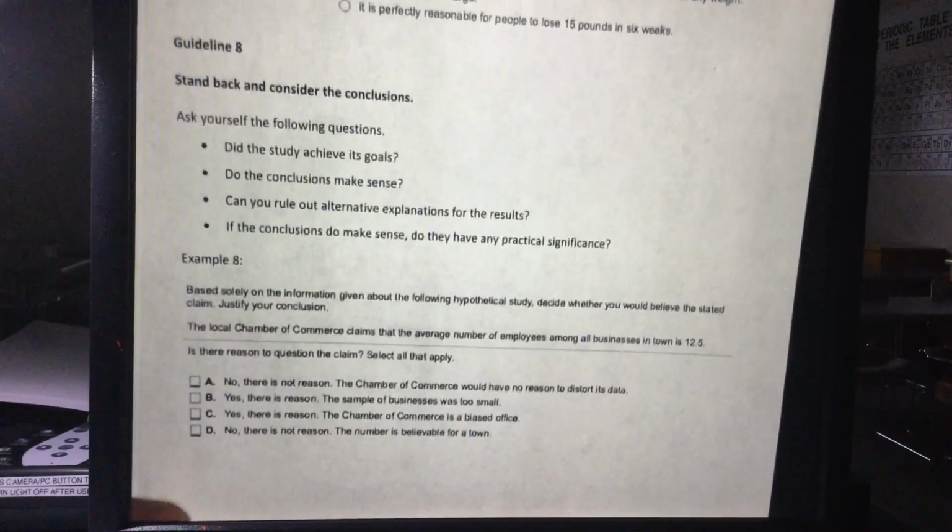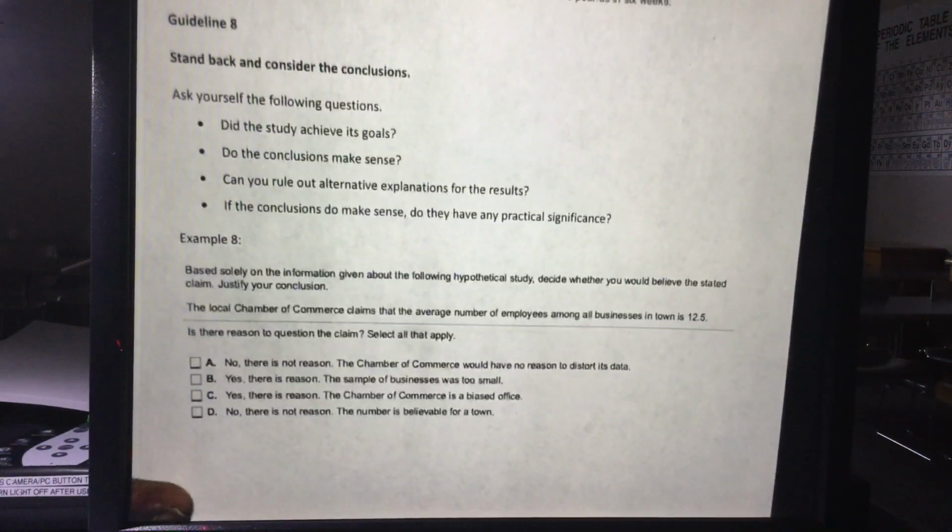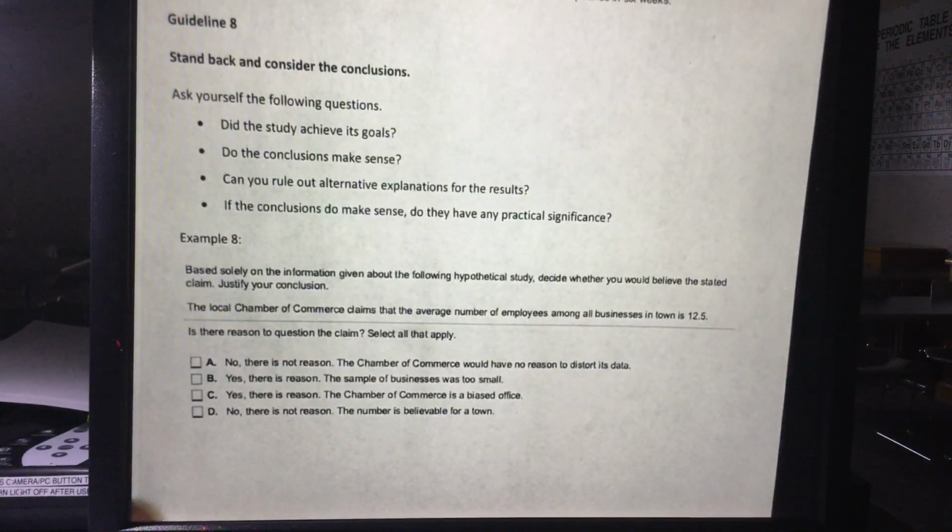Finally, guideline number 8 is to stand back and consider the conclusions. You want to ask yourself the following questions. Did the study achieve its goals? Do the conclusions make sense? Can you rule out alternative explanations for the results? If the conclusions do make sense, do they have any practical significance?